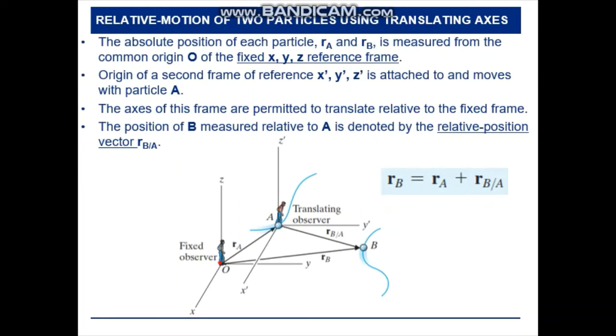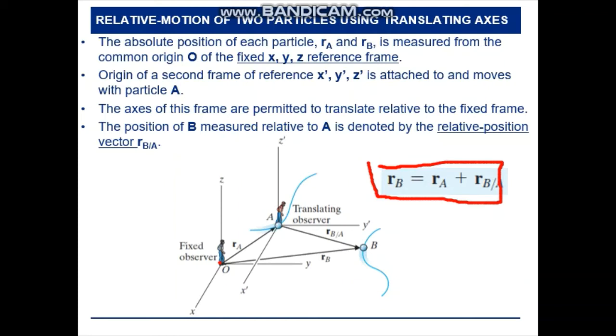And let's calculate it in this way. If I want to calculate the position of B, we know that in vectorial form, RB is equal to RA plus RBA. RA plus RBA is going to give us the total RB, which is from the fixed point to point B when it translates.